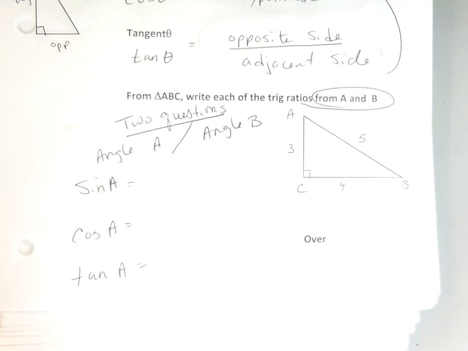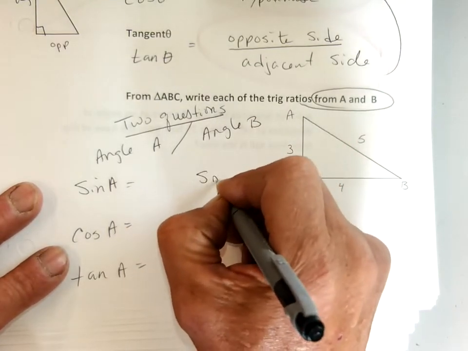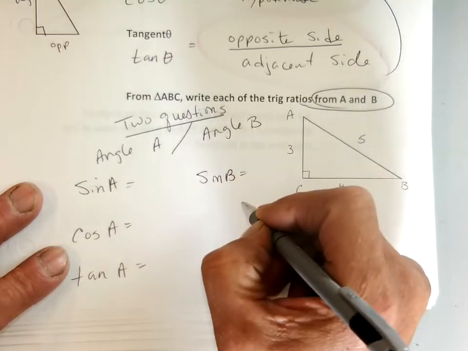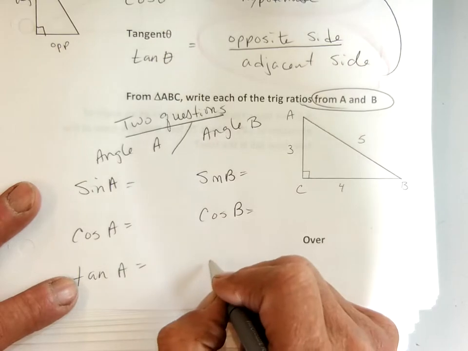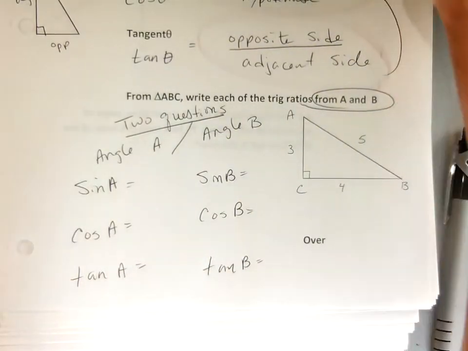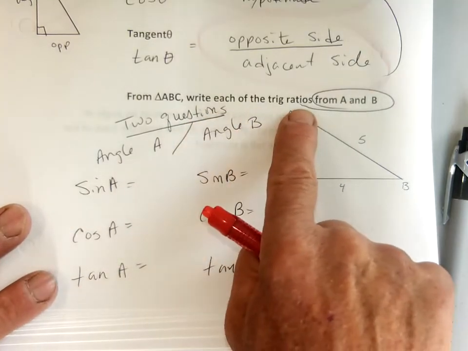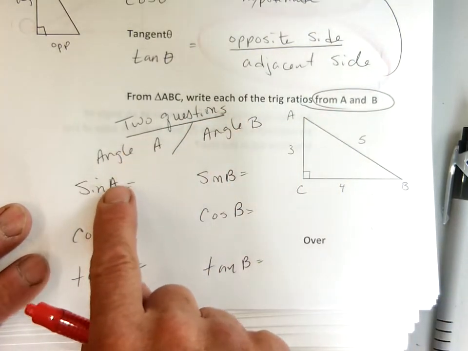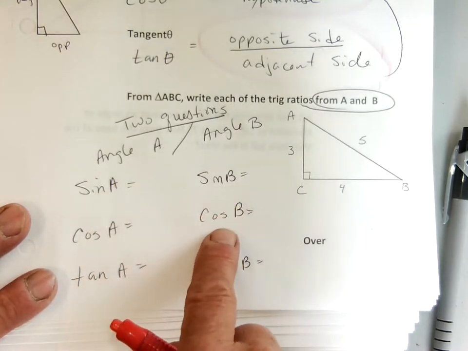Okay. I also need to do angle B, so I'm going to need the sine of angle B equals something, cosine of angle B equals something, and the tangent of angle B equals something. All right. Now I haven't done the answer yet, but I'm just setting up my questions. So my question says, write each of the trig ratios from A and B. So I set up sine, cosine, and tangent of A, sine, cosine, and tangent of B.